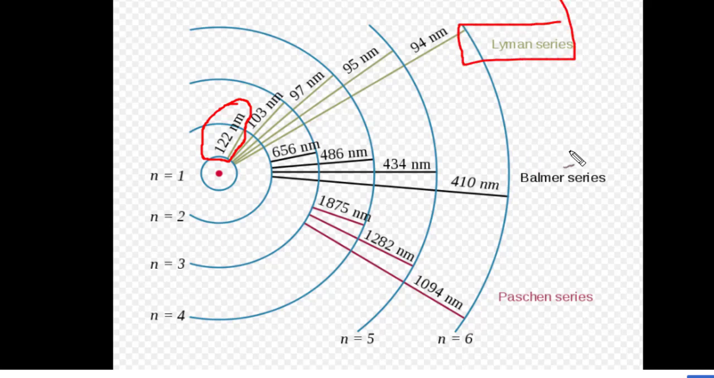For the Balmer series, what is happening is that electrons are moving from the higher energy states into energy level 2, and their wavelengths are in the range of 656 nanometer to 410 nanometer. And for the Paschen series, you can see these are the wavelengths. Electrons are coming from the higher energy states to energy level 3.